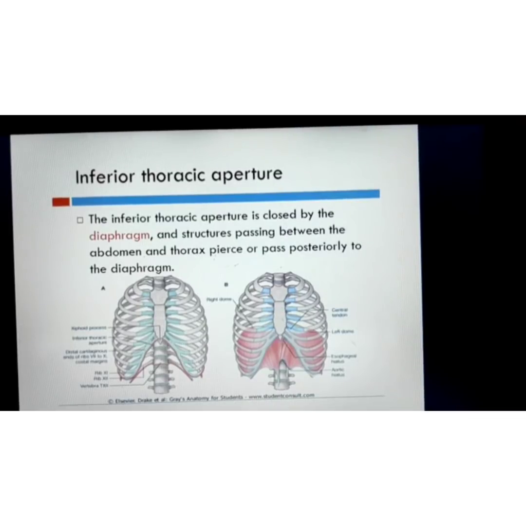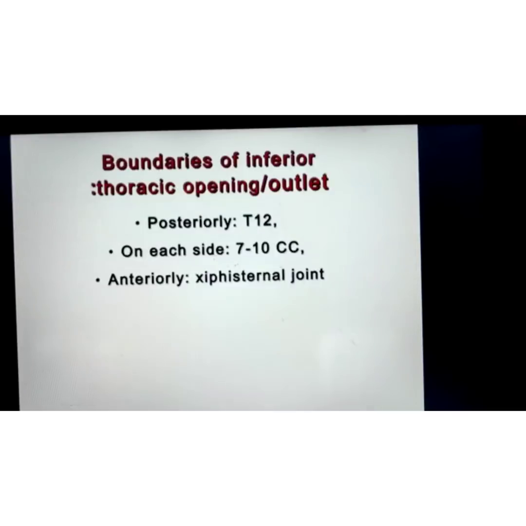Posteriorly, the inferior thoracic aperture is bounded by the T12 vertebra, the 12th thoracic vertebra, and on each side by the 7 to 10 costal cartilages. Anteriorly, as I have told you, it is bounded by the xiphisternal joint.